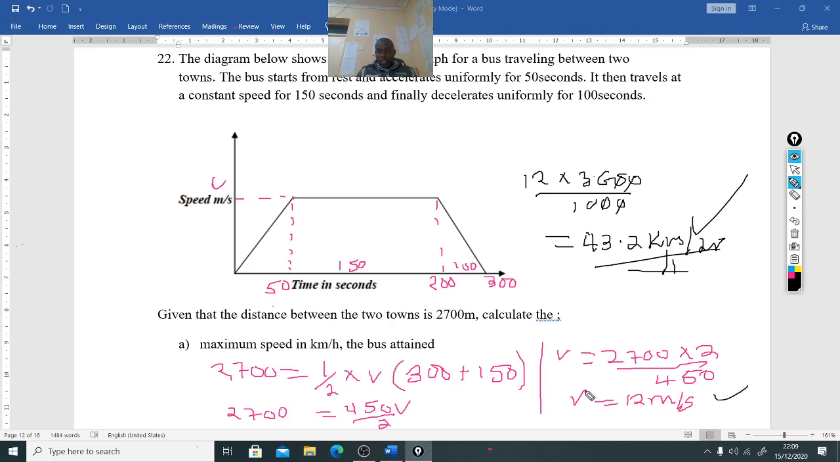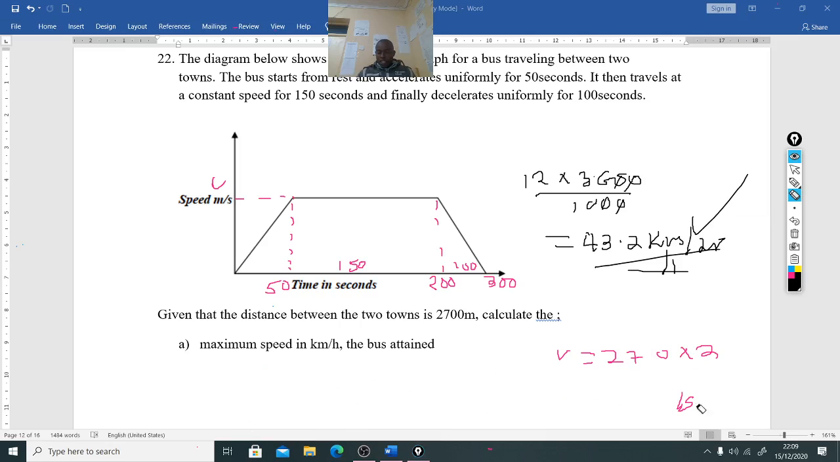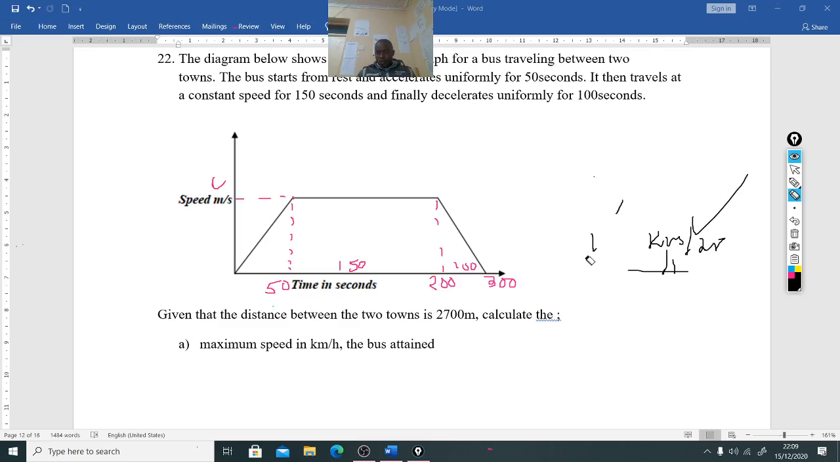So you needed to do some good work here for you to score your 4 marks. That is how you are supposed to do it to get the maximum speed attained. After getting the maximum speed attained, now we move ahead and do part B.